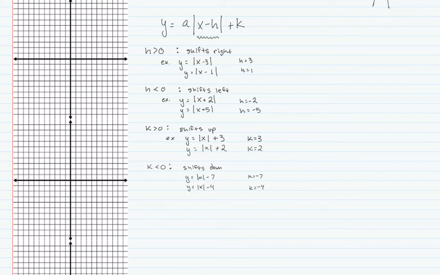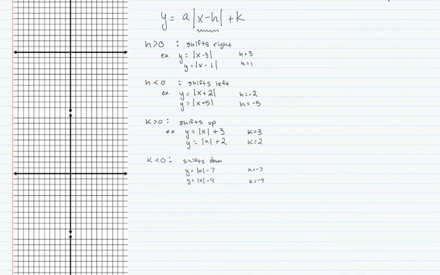If h is less than 0, that means on the inside becomes a positive, so you should see a plus sign. So if x plus 2 is on the inside of my absolute value, your h is actually -2, which means I shifted to the left 2. Similarly, if k is greater than 0, that means you're shifting up, and if k is less than 0, you are shifting downwards, and you can see a couple of examples below.